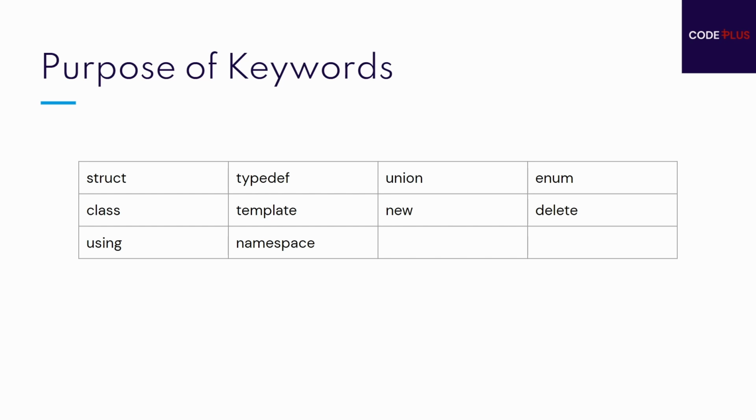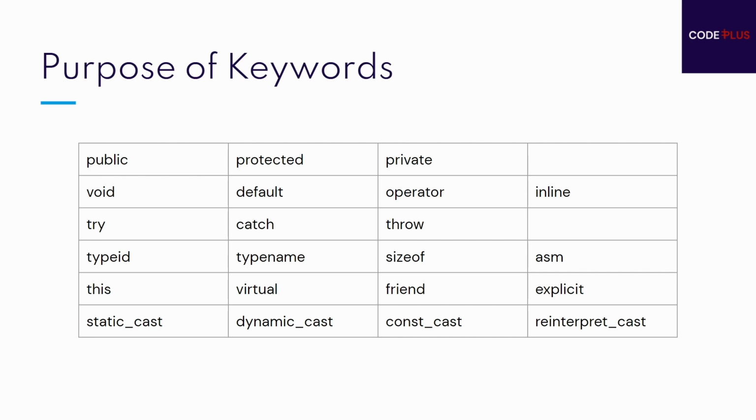This set of keywords is used while creating user-defined data types. Public, protected, private keywords are used to modify the access levels of variables and constants. Try, catch, throw keywords are used to handle runtime exceptions.